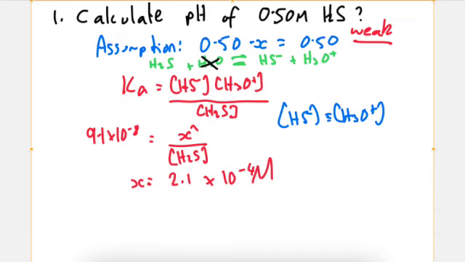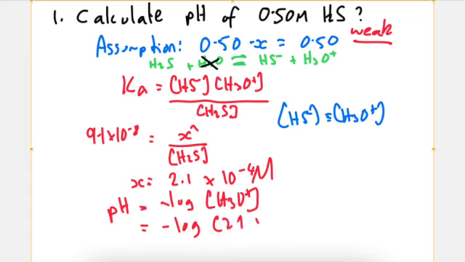So solve for x, and we're going to get an answer of x equals 2.1 by 10 to the minus 4 moles per decimeter cubed. Once we have our x, which is going to be our H plus, we can just minus log to the base 10 of our H plus, 2.1 by 10 to the minus 4, giving the pH of 3.67.